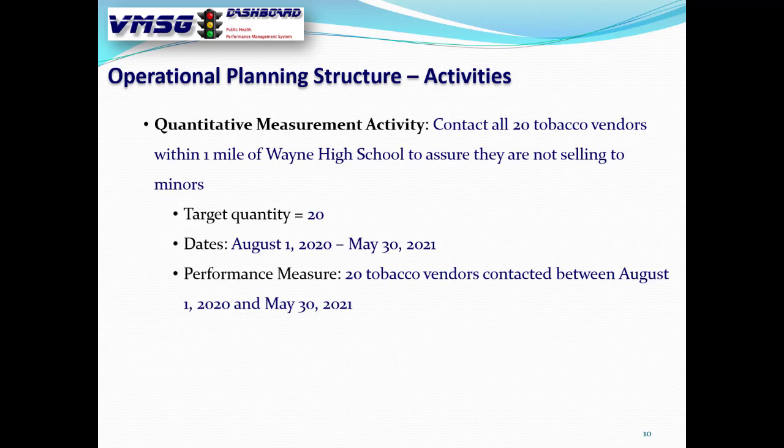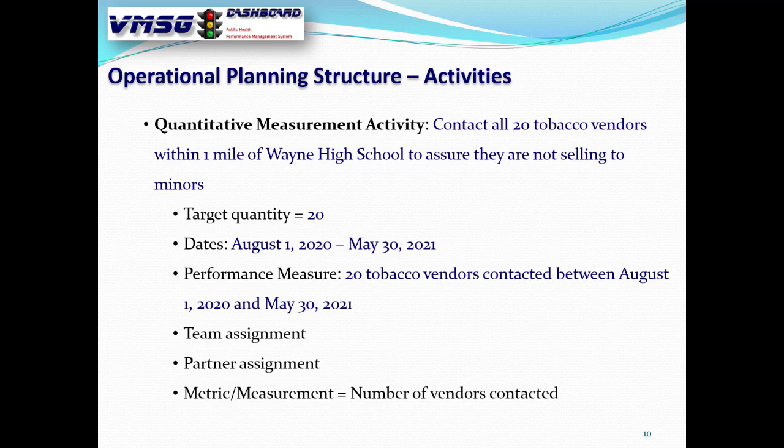The performance measure is automatically generated from the data points entered into the QM activity wizard. In this case, the performance metric will be 20 tobacco vendors contacted between August 1st, 2020 and May 30th, 2021. Again, we'll assign team members and a team lead, as well as any external partners. The input metric or measurement each month will be the number of vendors contacted.